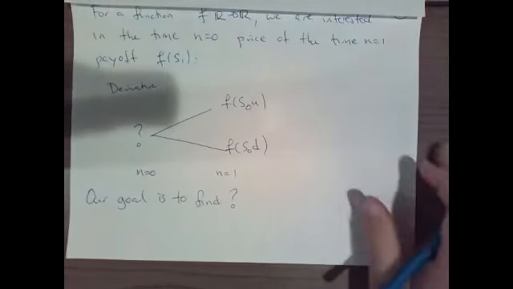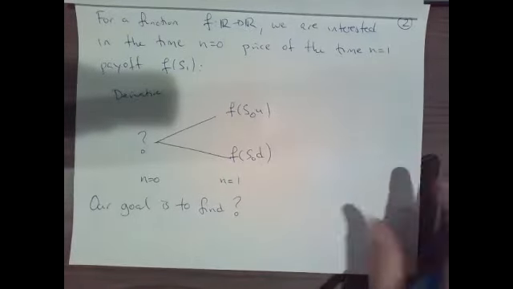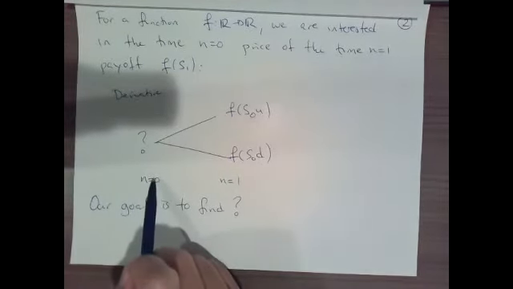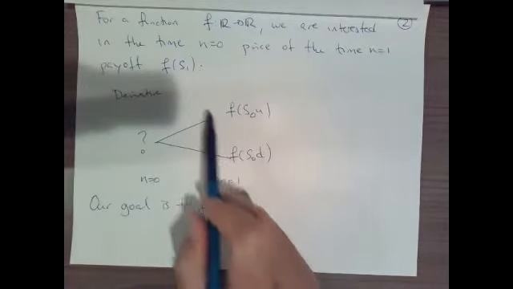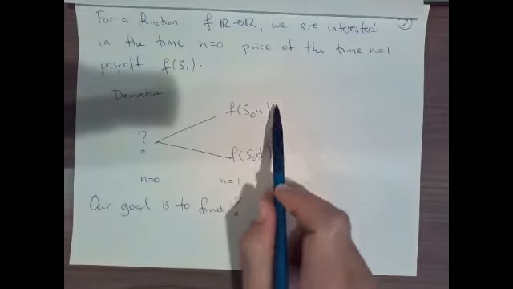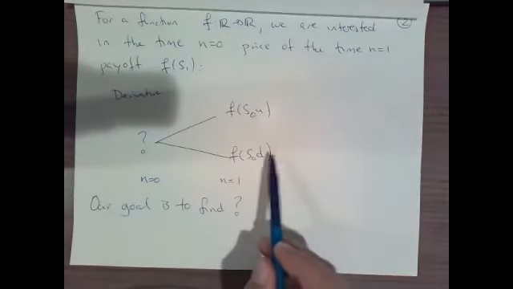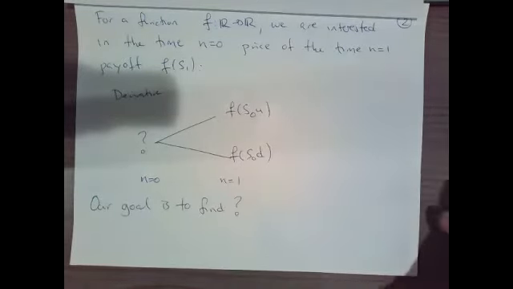How much money are you willing to pay at time 0 for getting the payoff f of S1? So that means you're going to get f of S0 times U in the upstate. You're going to get f of S0 times D in the downstate.